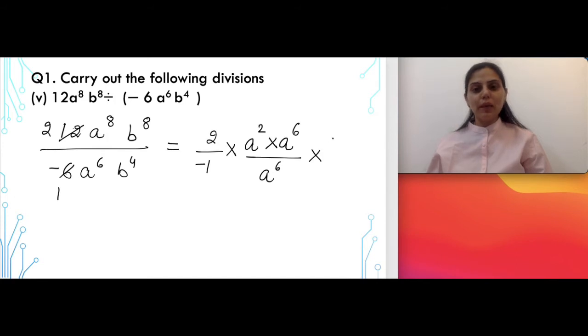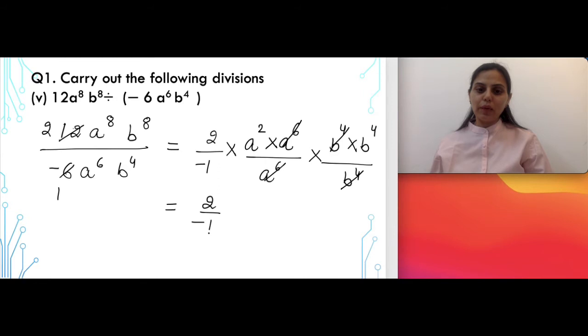Similarly, b raised to power 8 can be written as b raised to power 4 multiplied by b raised to power 4 upon b raised to power 4. So a raised to power 6 and a raised to power 6 can be cancelled, and one b raised to power 4 can be cancelled with the denominator. So the answer can be written as 2 upon minus 1 multiplied by a square multiplied by b raised to power 4. Or this simply can be written as minus 2 a square b raised to power 4. So this is the answer that you get on solving the question.